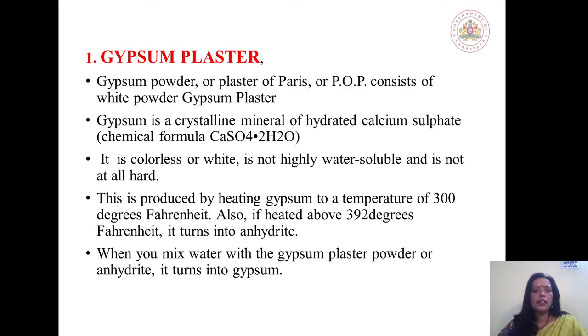Gypsum plaster. The gypsum powder or plaster of POP consists of a white powder. Gypsum is a crystalline mineral of dihydrated calcium sulfate, as we have told earlier. It is colorless to white, not highly water soluble and not at all hard. This is produced by heating gypsum to a temperature of 300 degrees Fahrenheit, and if heated above 392 degrees Fahrenheit, it turns into anhydrite.